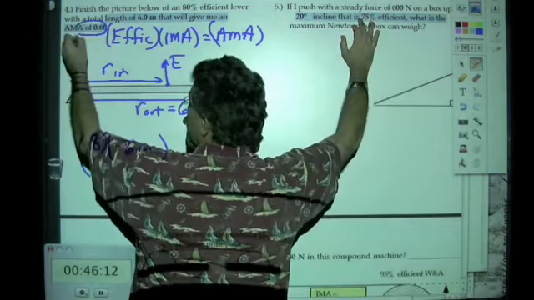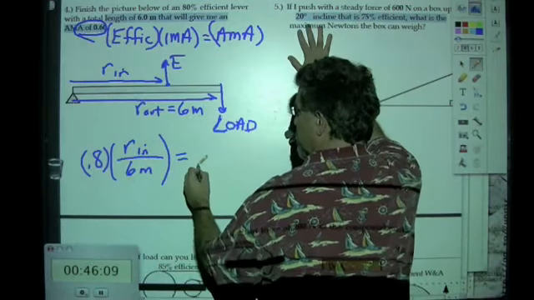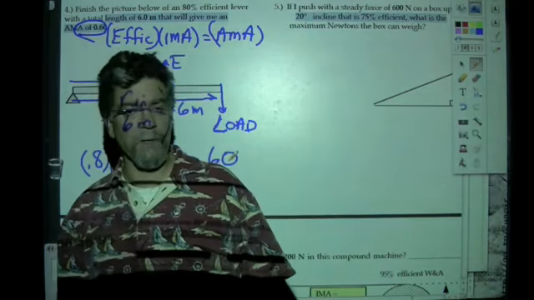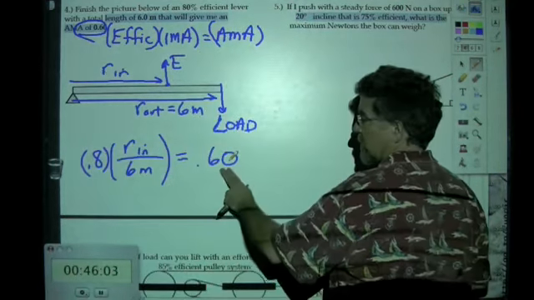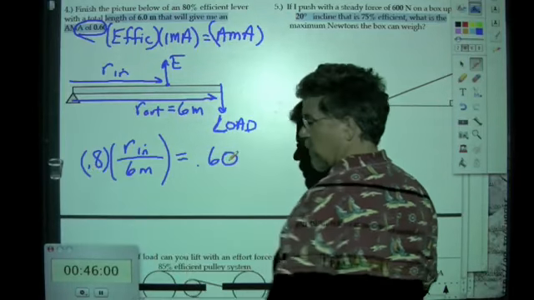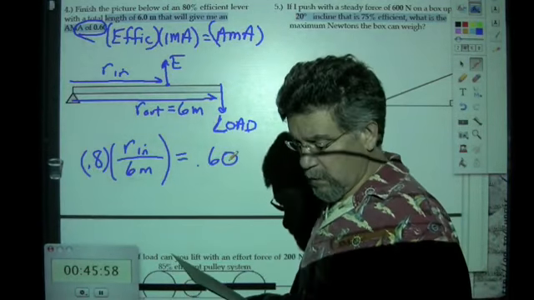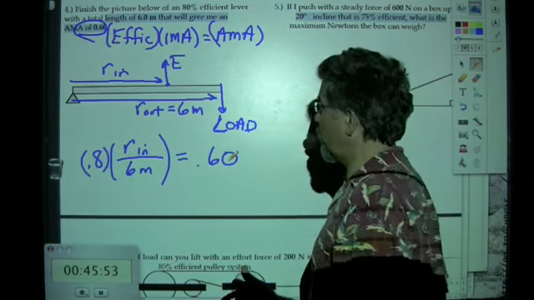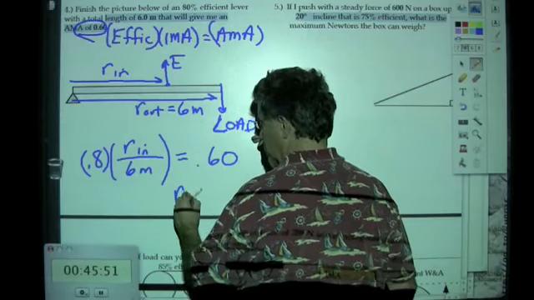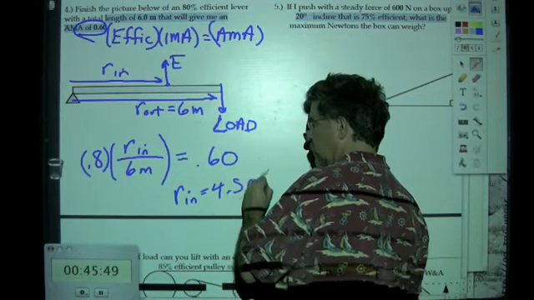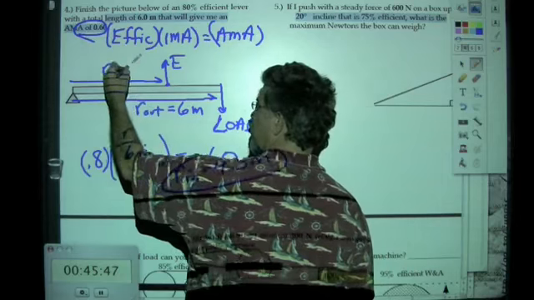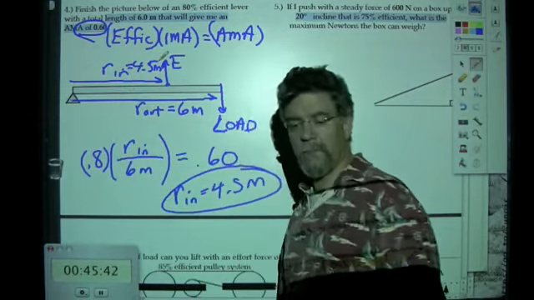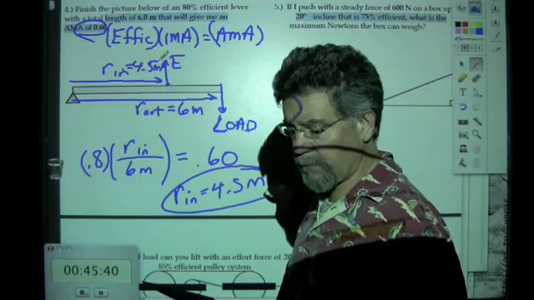They already gave us AMA, so that is my load over my effort. So I just punch in 0.60. I don't need to know what the load or the effort is, because they gave me the ratio. So all I have to do now is solve for R in, and I think I'll pull a Martha Stewart here, I've already done that. It looks like that's 4.5. R in equals 4.5 meters. So when you finish them, you just go up here and put 4.5 meters, and you're done. Now you've shown it. All right, let's go on to the next one.